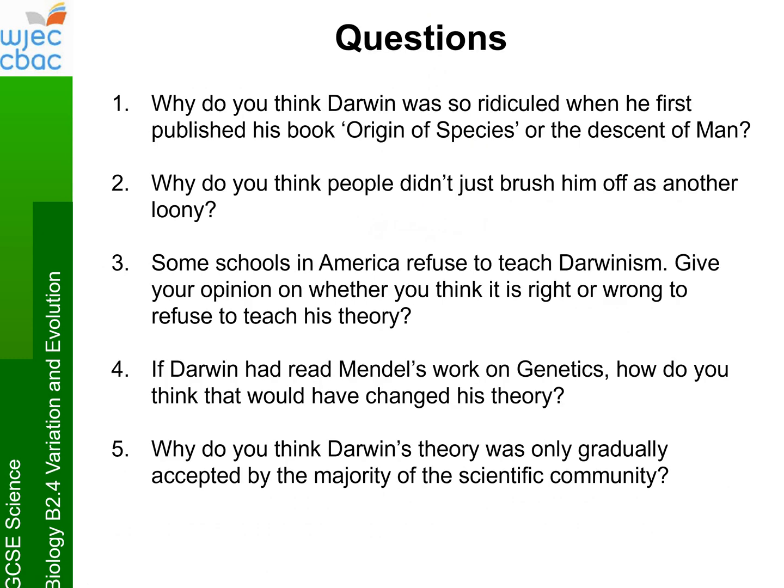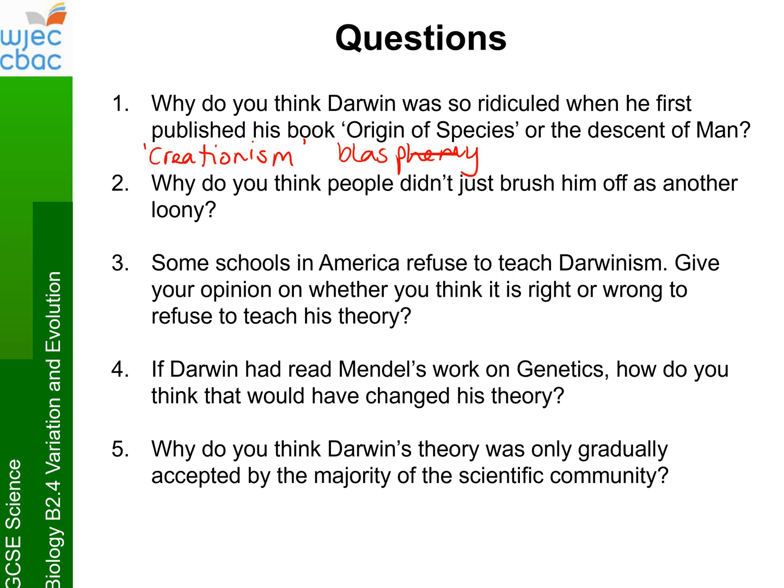So, a couple of questions at the bottom of this page. Pause the video to see if you can answer these, and then we will go over them. So, why do you think Darwin was so ridiculed when his book was first published, Origin of Species? It's because the majority of the population believed in creationism, and they felt that his book and some of his ideas and theories were what we would call blasphemy, going against the church and going against the word of God.